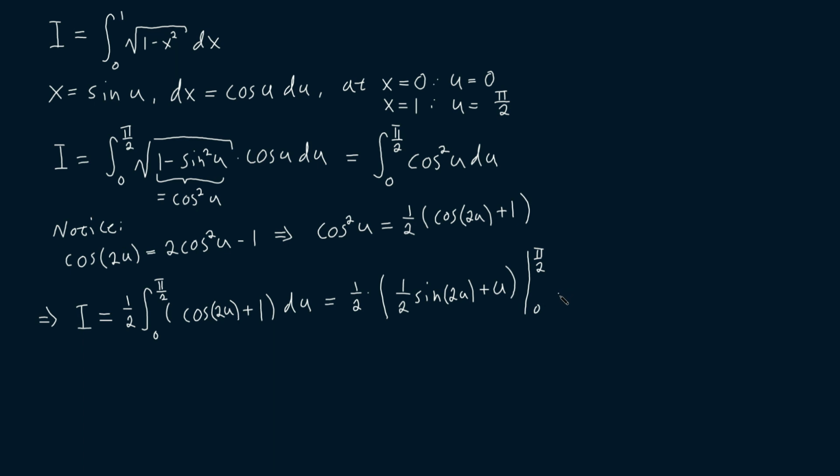Now sine at pi is equal to 0 and sine at 0 is equal to 0, so we're left with just the u part, so our integral I is equal to 1/2 times pi over 2, which is equal to pi over 4. This here is our final result, so our integral I is equal to pi over 4.